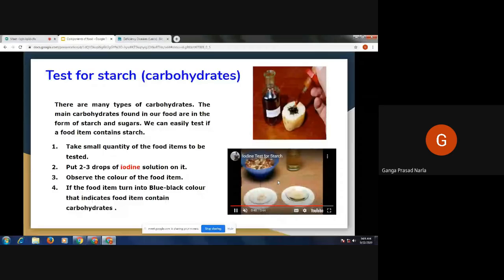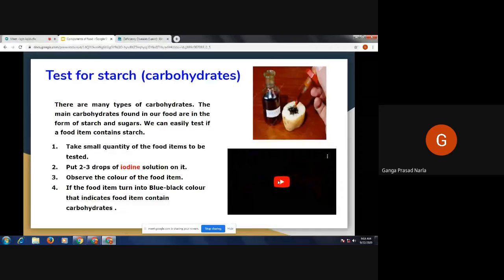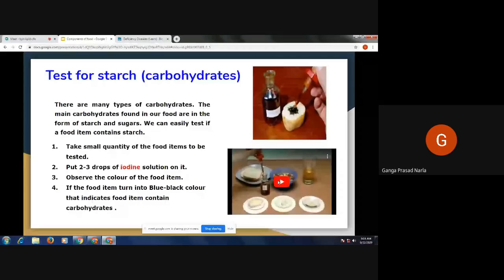When you put 2 to 3 drops of iodine on it, if the food item turns blue or black, that food item contains carbohydrates. Is it clear, children? Yes, sir.